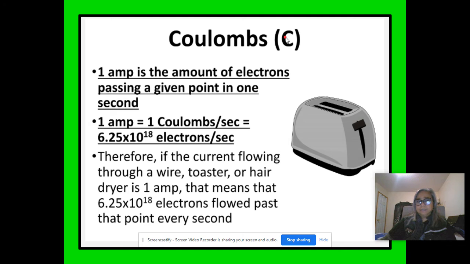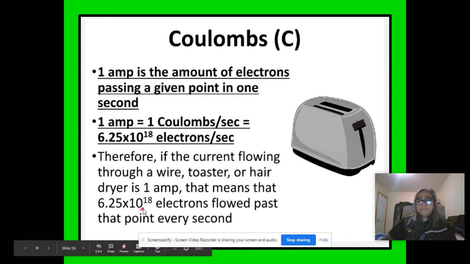So 1 amp, it says here, is the amount of electrons passing a given point in 1 second. 1 amp is equal to 1 coulomb per second, or 6.25 times 10 to the power of 18 electrons per second. Just imagine so many electrons in a given second. Therefore, if the current flowing through a wire, toaster, or hair dryer is 1 amp, that means that 6.25 times 10 to the power of 18 electrons flowed past that point every second.